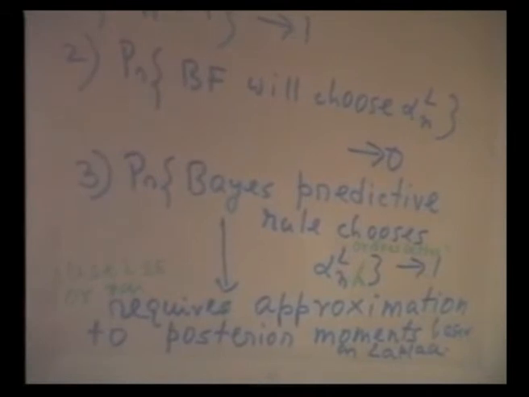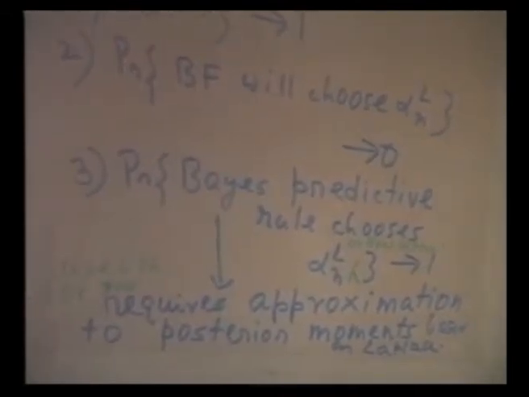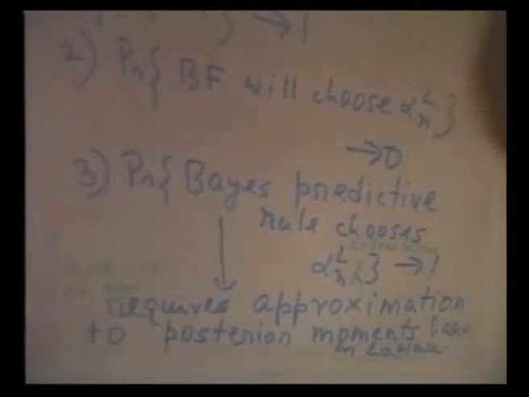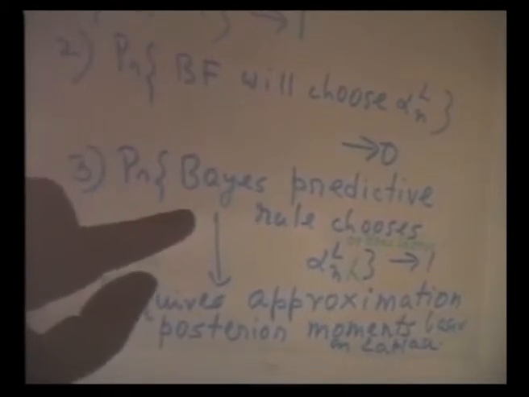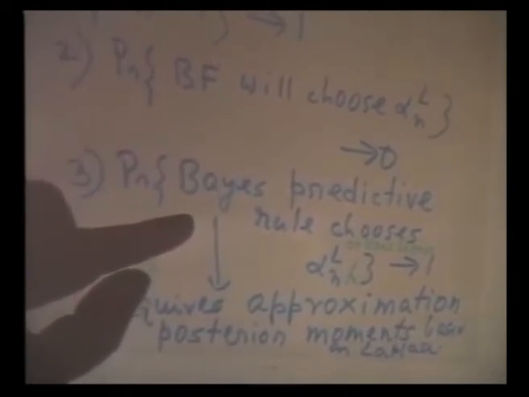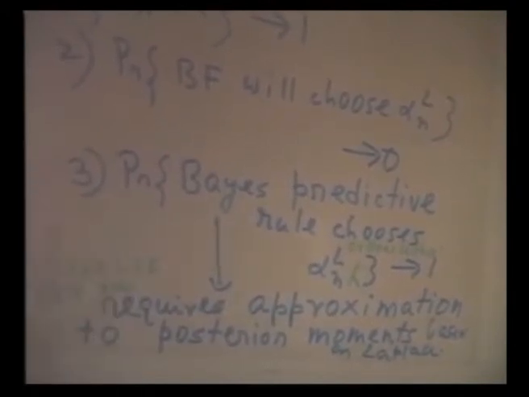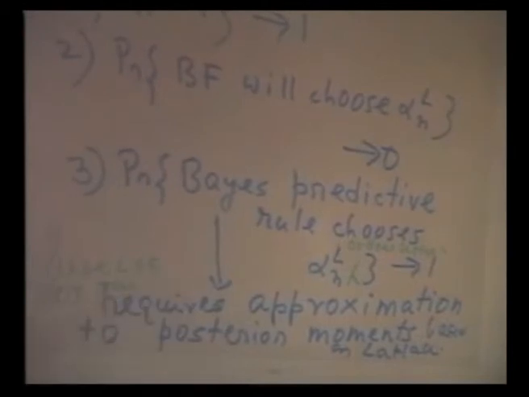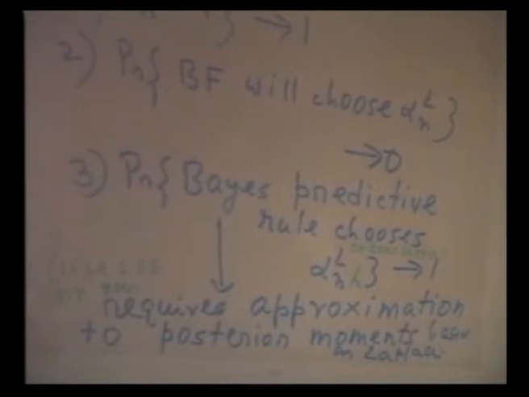Then this theorem says that I'm still talking about this Cauchy prior. So when I talk about a prior, I'm talking about the Cauchy prior. This does require lots of computations. So this says that the Bayes predictive rule will not choose the more complex model. It will choose the oracle. So why was there this difference between the Bayes factor and the Bayes predictive rule? Because the loss functions are different. In one case, you want to know the truth. In the other case, you want to make the best predictions.